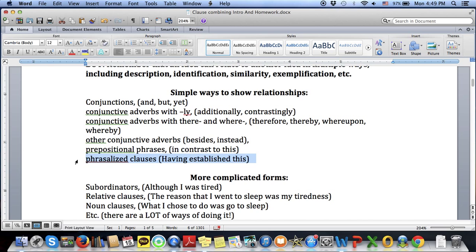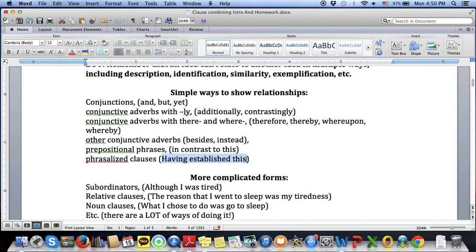And then we have phrasalized clauses. You'll see that Microsoft really does not like this word. In fact, if I right-click this, we see "phrasal Z." Thank you, Microsoft. You're a genius. But in reality, when I say phrasalized clauses, this is a clause that has been turned into a phrase. So that's why we call it phrasalized clauses. So here's an example of that. Having established this.